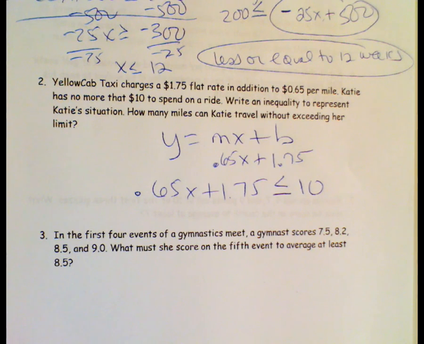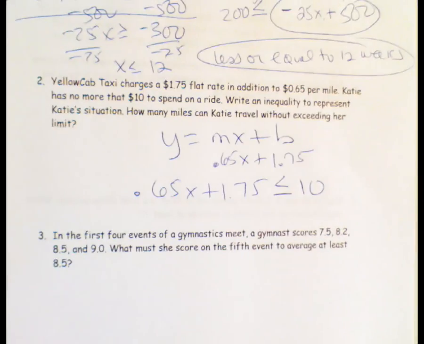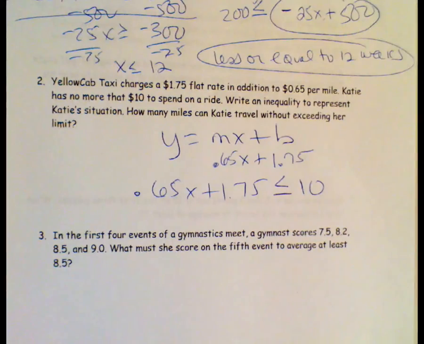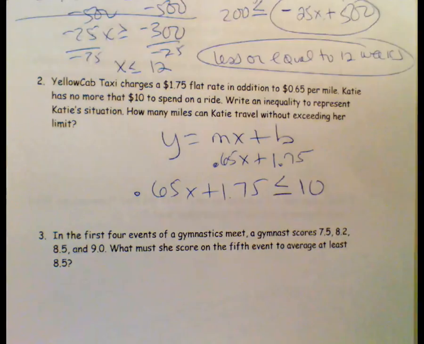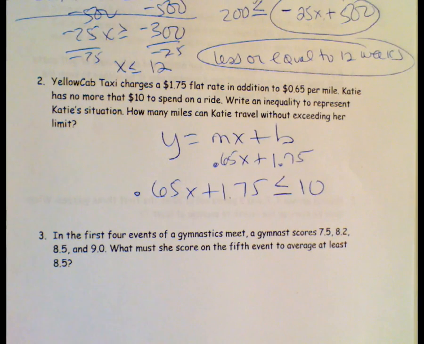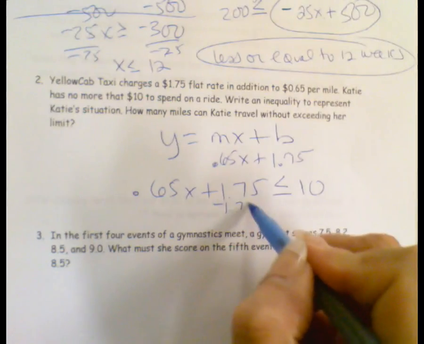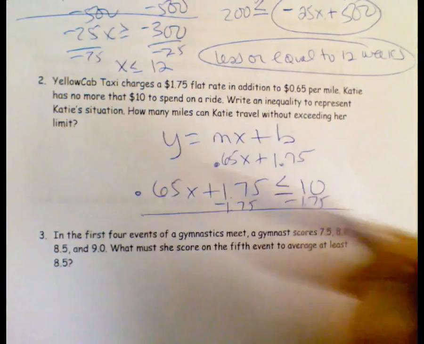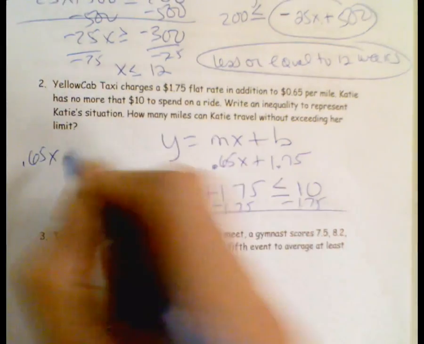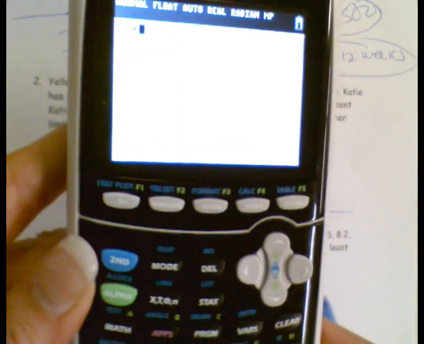Everyone subtract $1.75 and then divide by 0.65. Go ahead and do that. You're going to need a calculator, guys. I need a calculator. So we're subtracting $1.75. I know people hate word problems, but you just kind of, 10 minus $1.75 is $11.75. And then divide both sides by 0.65.